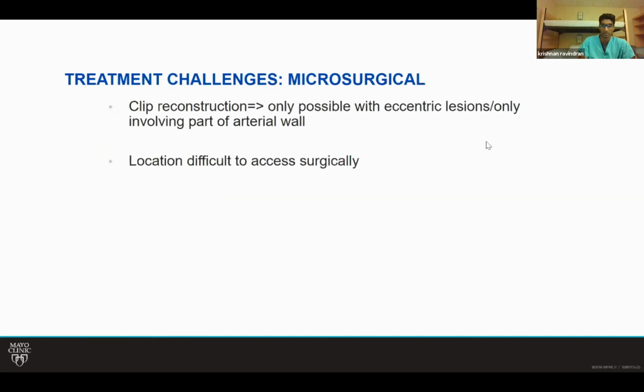Microsurgically, as you can imagine, these lesions are formidable. Clip reconstruction is very, very rarely possible and typically not possible at all. Not only are these lesions extremely difficult to access surgically, given their ventral and low location, depending on where the VB junction is, but also simple clip reconstruction wouldn't be sufficient to stop flow going anterograde unless these lesions were focally eccentric, which is rarely seen.